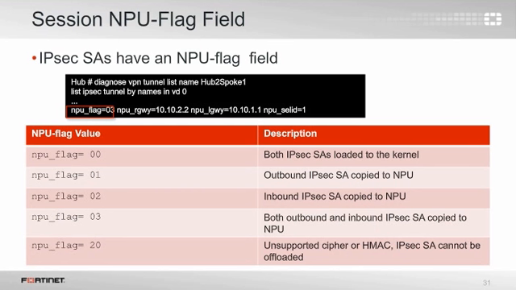In FortiOS 5.2.8 and 5.4.1 and later, you can enter the value 20 in the NPU flag field. This value indicates that hardware offloading is unavailable because of an unsupported cipher or HMAC algorithm.